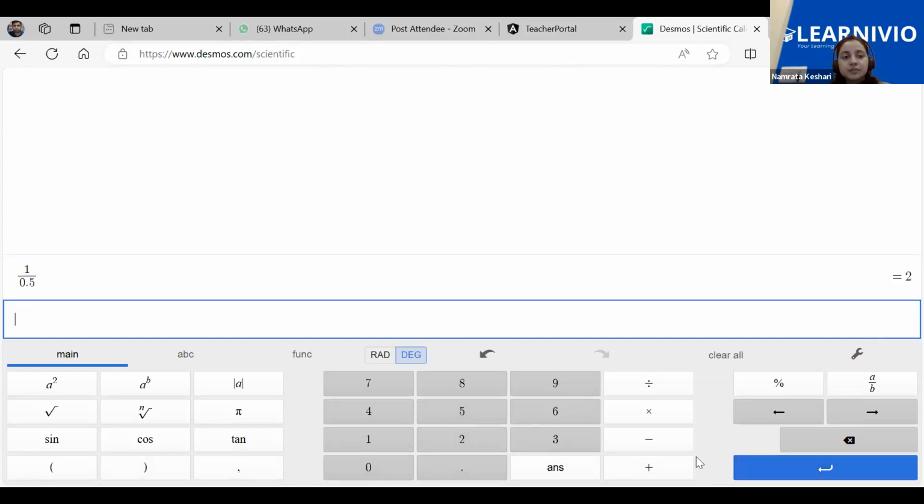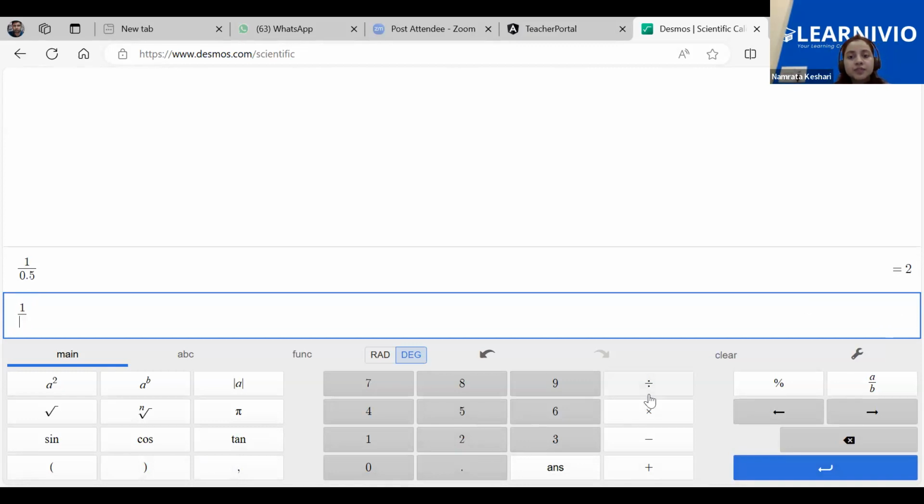Can you see it? If we take 1 by any number between -1 to 1, 0.00, let's take anything. Okay, 0.001. Can you see the result?